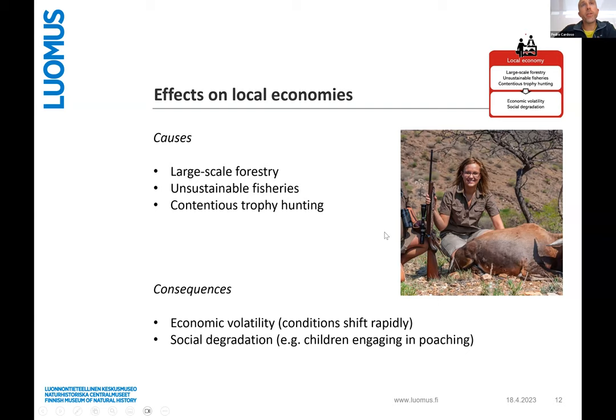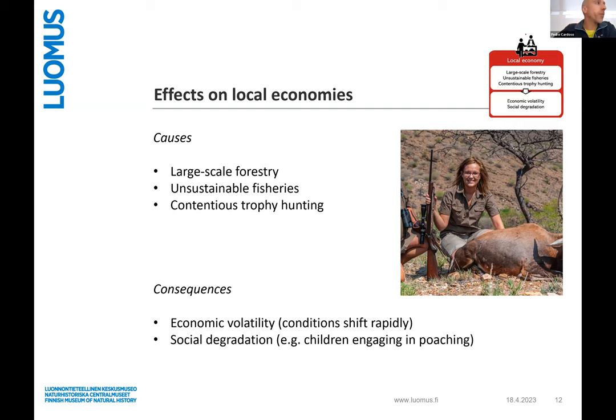This will have effects, obviously, in local economies. You just have to think that much of this trade depends on large scale forestry or unsustainable fisheries. There's even the case of trophy hunting, which is quite contentious. Many people now, there is a big movement to ban trophy hunting, but in fact, it can be beneficial in many cases. So you have to really consider exactly what trophy hunting entails. But in any case, there are really strong consequences in many local economies.